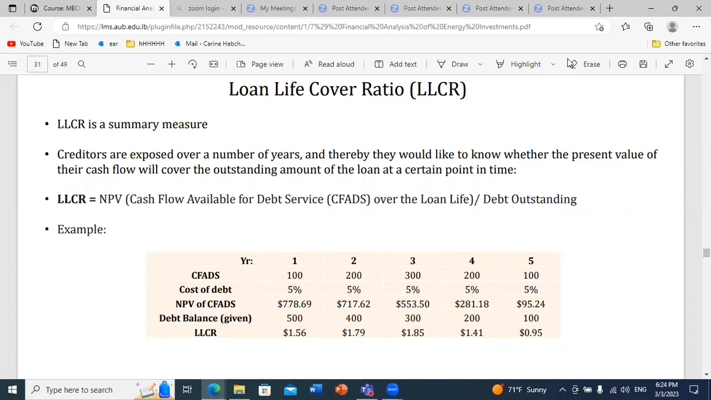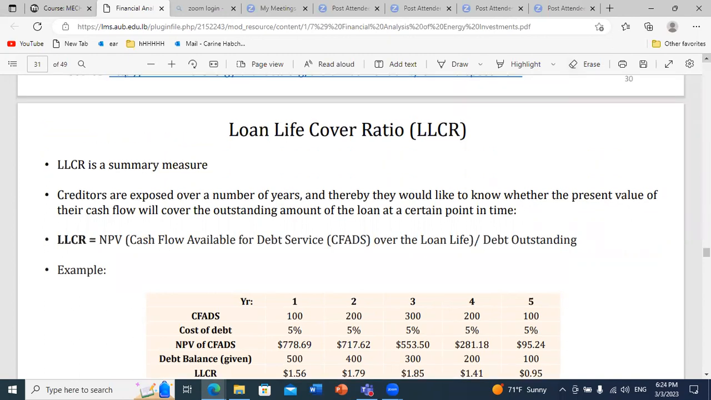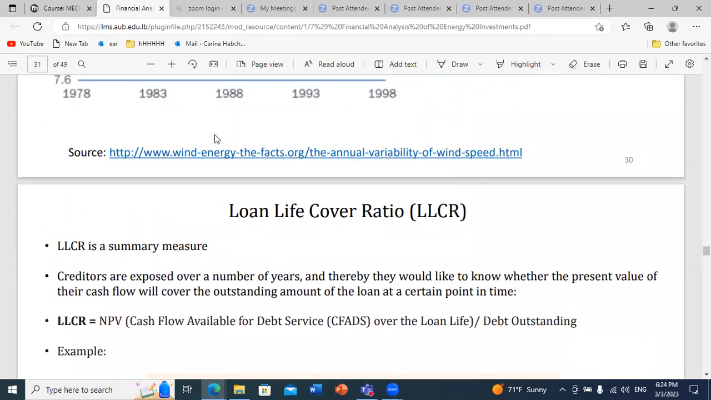Now, next time we'll discuss in detail an example on how to calculate the loan life cover ratio and how to decide if the project is economically viable or not, if we will be able to pay the loan that we have, or if we decide then to not go over the project.